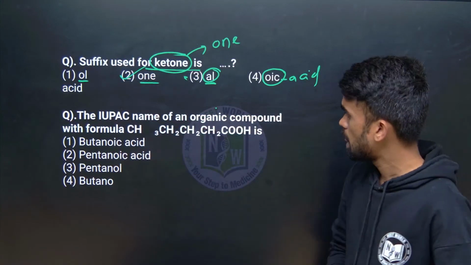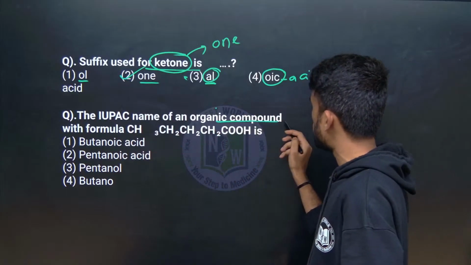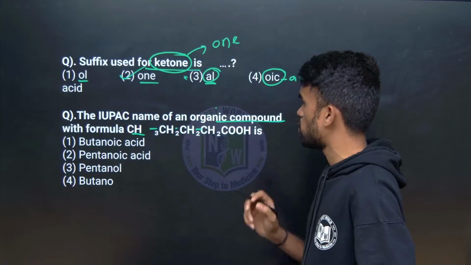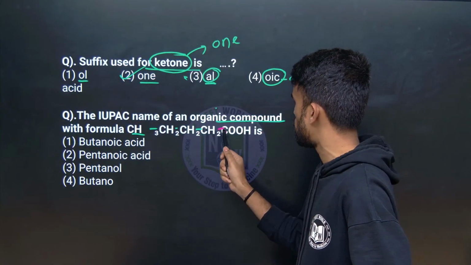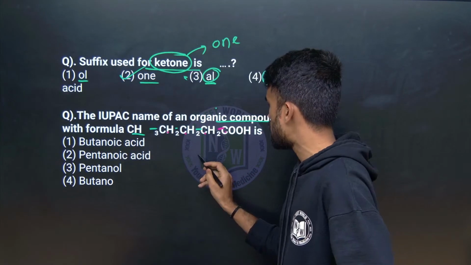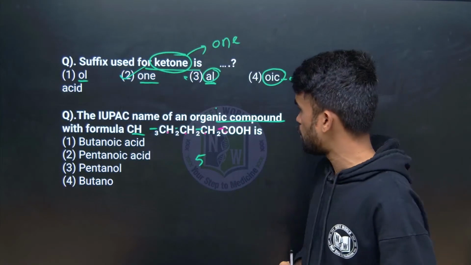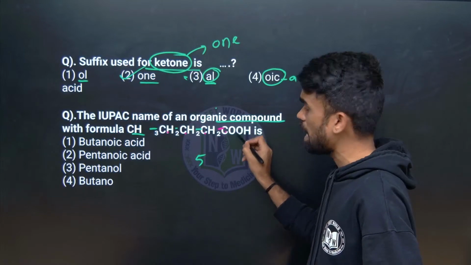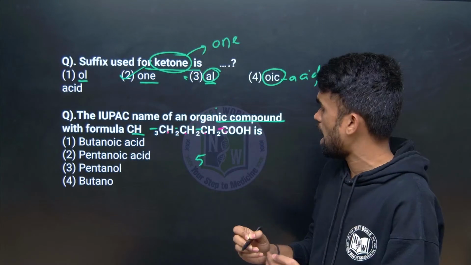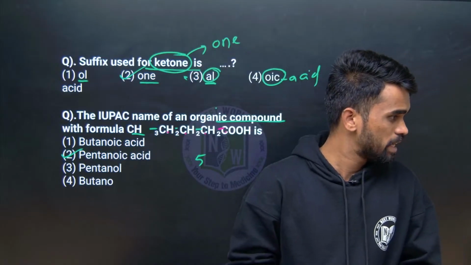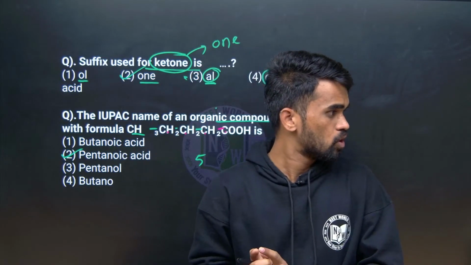Hope it is clear. Next, what is the IUPAC name of this organic compound? See, CH3, CH2, CH2, CH2, COOH. How many carbons are there? 1, 2, 3, 4, 5. So 5 carbons are there, so it means pent, right? After writing pent, what can we say? -oic acid, pentanoic acid. So we have option 2 as pentanoic acid. Hope it is clear how we are solving this kind of question, right?